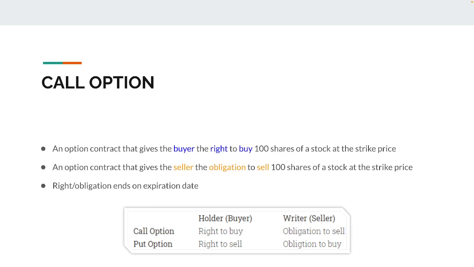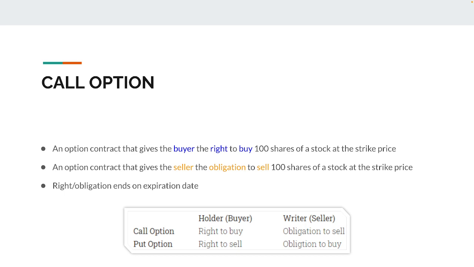Let's slow down and recall what a stock option is. You can think of stock options as contracts that derive their value from the underlying stock, so they are a form of derivative instrument. There are two types of options, calls and puts. We'll go over the calls first.